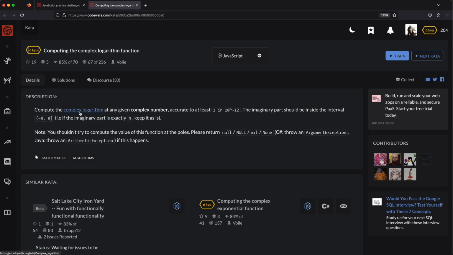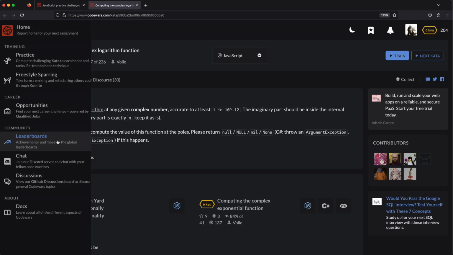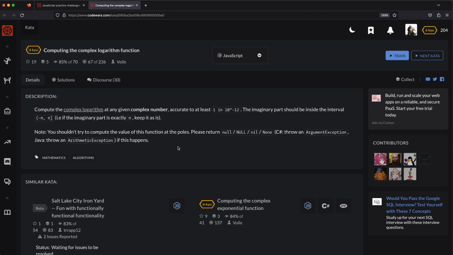This one, compute the complex logarithm at any given complex number, accurate to at least 1 in 10 to the power of negative 12, and the imaginary part should be inside the interval minus pi to pi. You shouldn't try to compute the value of this function at the poles. So these two values. Please return one of these or throw an error. Okay, so this should be fairly simple.